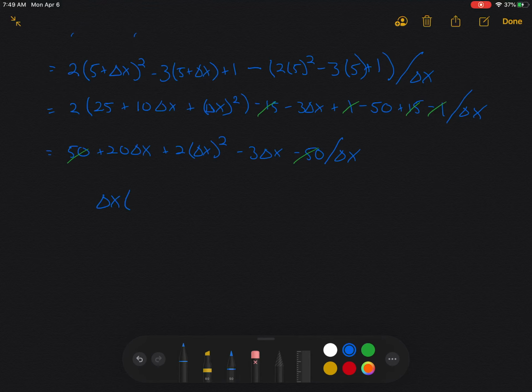So if you think about it, in the numerator we can pull a delta x out front. Then we're left with 20 plus 2 delta x, because that was a squared, minus 3, all over delta x. Those guys cancel, just like we were doing in those proofs before.